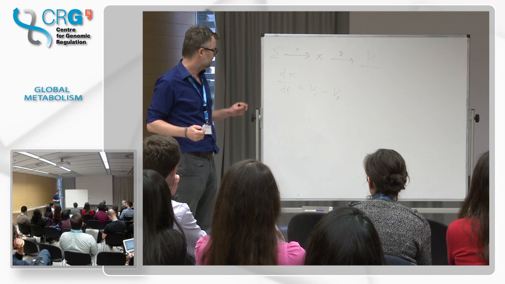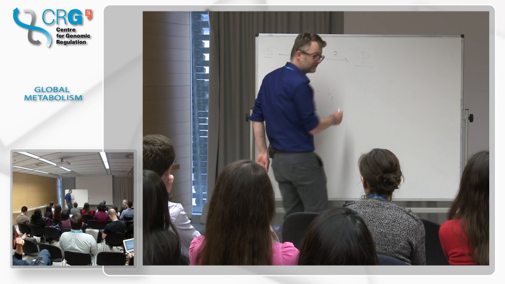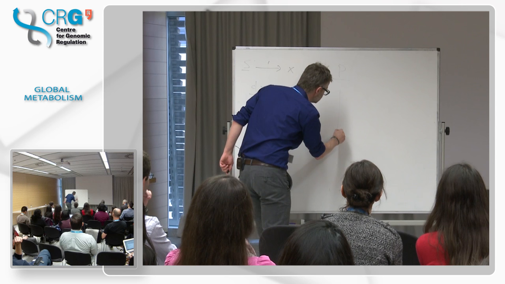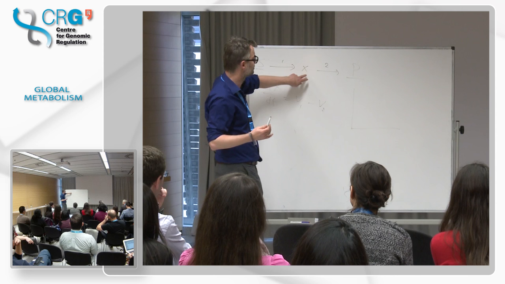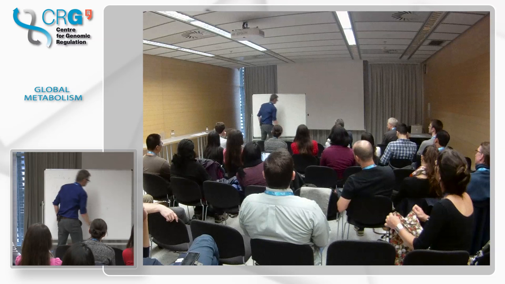Now, one thing you can do with these small systems, which is very powerful, is to make graphs. I like to make graphs because they're very insightful about what's going on. So let's make a graph of how these rates will depend on parameters. They will depend on concentrations of S and P, but also on the concentration of X. So I'm now interested in how these rates change as a function of X.